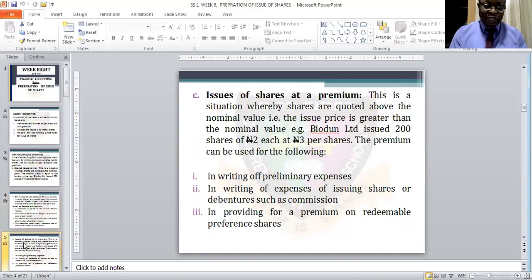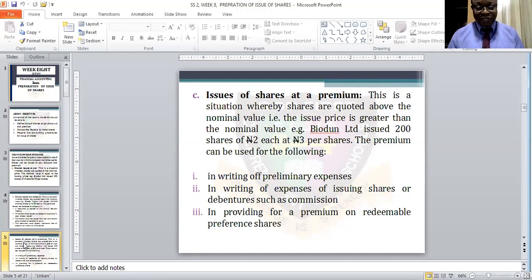Then the last one is the issue of shares at a premium. This is a situation whereby shares are quoted above the nominal value. If the share price is greater than the nominal value, that is a share issued at a premium. For example, Building Limited issued 200 shares at 2 naira each.